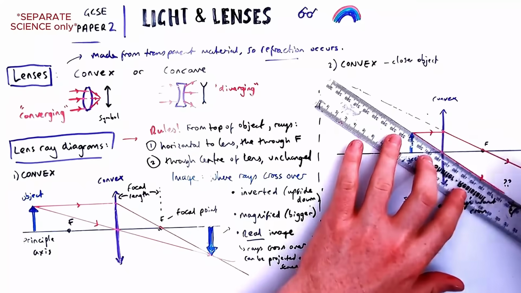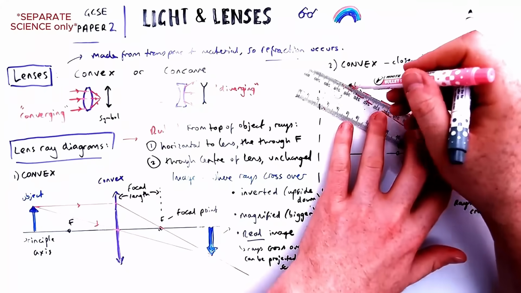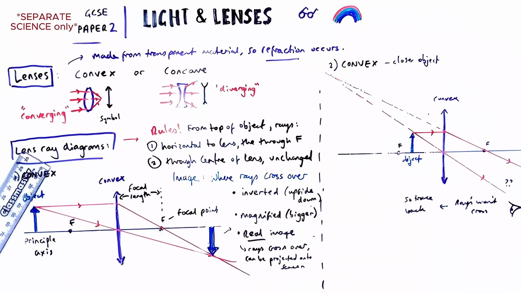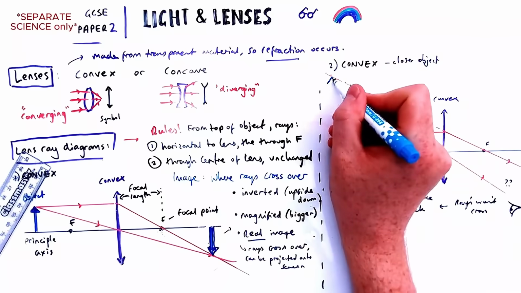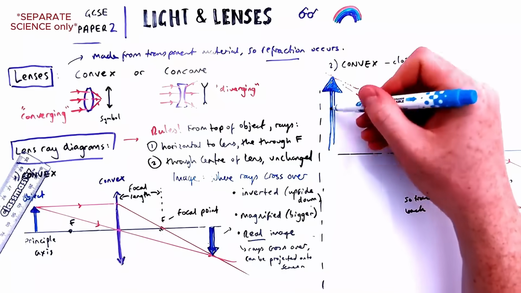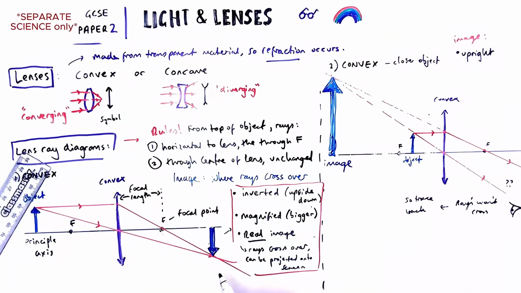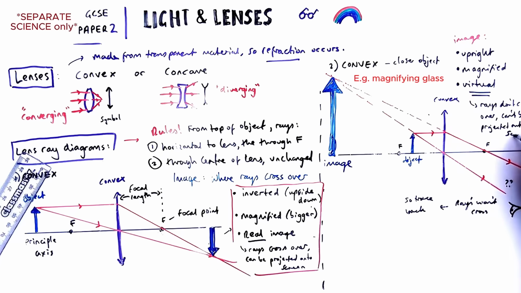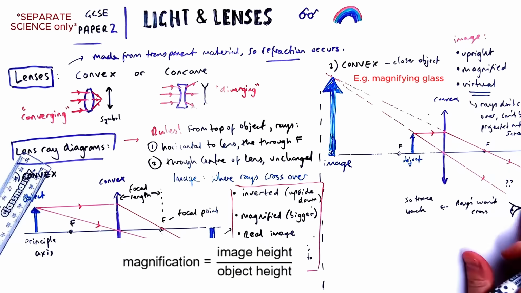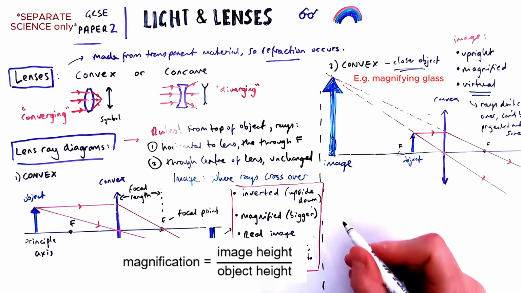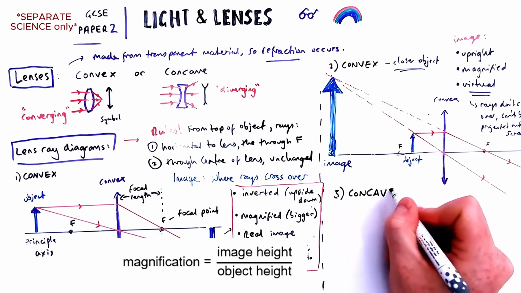So if I trace these two rays of light back, they go quite far back and the image ends up being quite large, because the rays of light have been traced back so far that the image has got a lot bigger. So we describe this image as upright because it's not upside down, it's magnified, it's a lot bigger, and it's virtual, meaning the rays haven't crossed over so it can't be projected onto a screen. And to calculate magnification, we need to know the object height and the image height, just like you would need to know in biology.